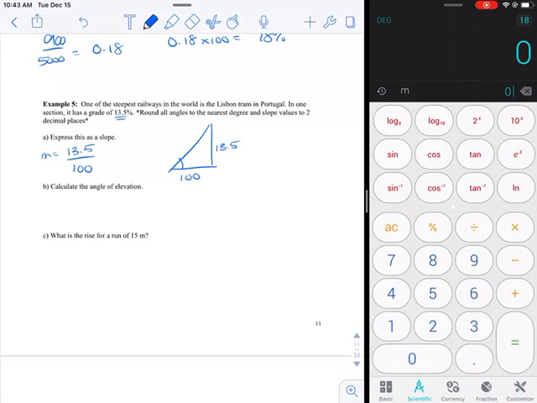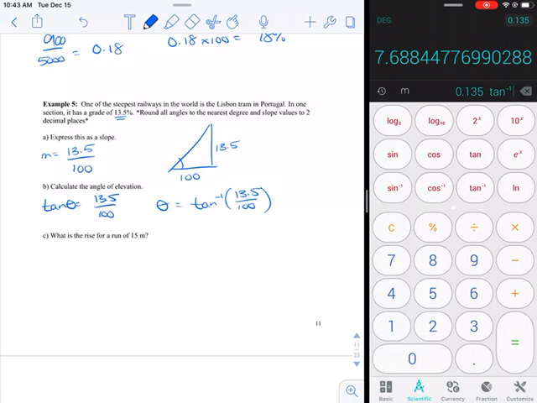So calculate the angle of elevation. We're going to use tangent. The angle is tan negative 1 of 13.5 over 100. So 13.5 divided by 100 is 0.135. Tan negative 1 of that is 7.7, or 8 degrees.